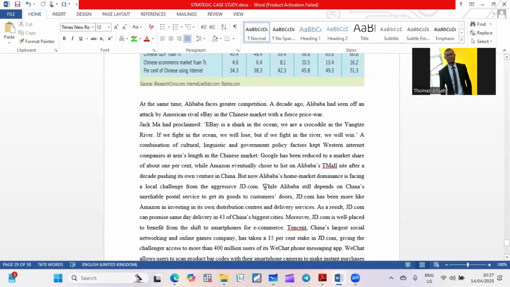So it says why Alibaba still depends on China's unreliable postal service to get goods to customers. JD.com, like Amazon, is investing in its own distribution centers and delivery services. As a result, JD.com can promise same-day delivery in 43 of China's biggest cities. Moreover, JD.com is well placed for the shift to smartphones and e-commerce. Smartphone and e-commerce, JD and all those things, which one will you put it under?